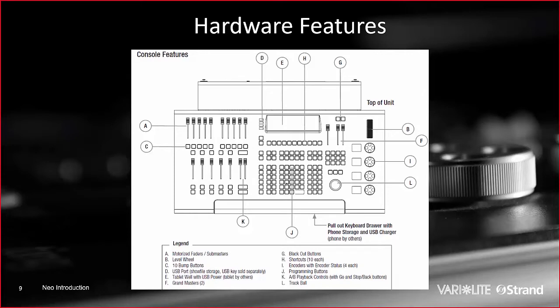B is the level wheel. This is primarily used for changing levels, although the level wheel plus the encoders have now been activated for graphical controls, so you can scroll your cue list, you can zoom in and out on your channel grid, scroll your ML view. This also works in patch as well as in the groups display.